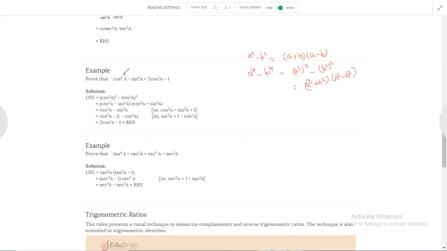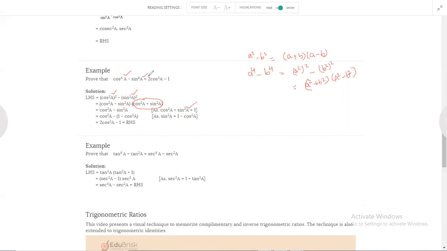So cos raised to 4a is written as cos square a the whole square, and sin raised to 4a is written as sin square a the whole square. So this is of the form a square the whole square minus b square the whole square, which is a square plus b square into a square minus b square. So cos square a plus sin square a into cos square a minus sin square a. Again identity, cos square a plus sin square a is equal to 1. So remaining is cos square a minus sin square a.